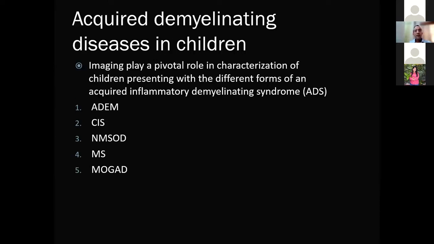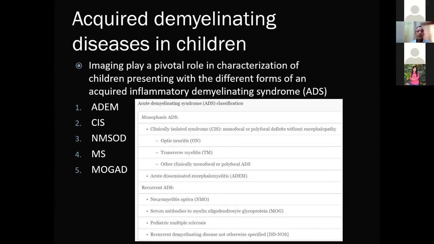After this, I will be discussing the acute demyelinating diseases in children, as imaging plays a very pivotal role. These can be discriminated depending upon the imaging and the clinical manifestations.